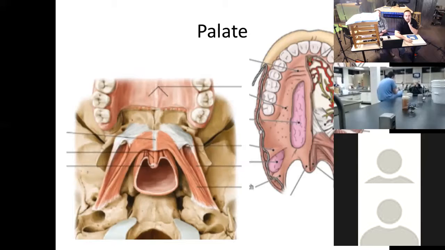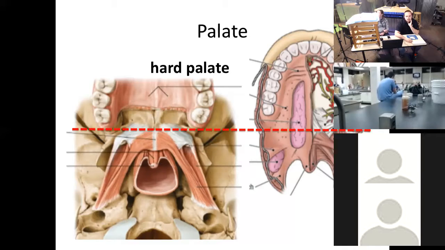Next, we'll talk about the palate. And so the palate is the roof of the mouth. So imagine that both of these pictures are taken inside of your mouth looking up. The palate separates the oral cavity from the nasal cavity above, and it's divided into the hard palate in the front of the red line here, which is made up of bone, and then the soft palate behind the red line, which is made up of numerous muscles, as you can see in these pictures.